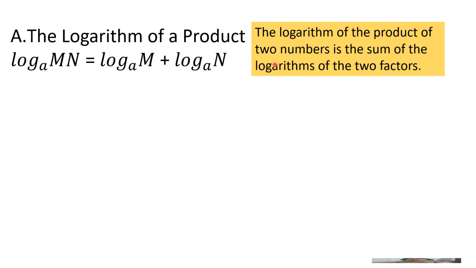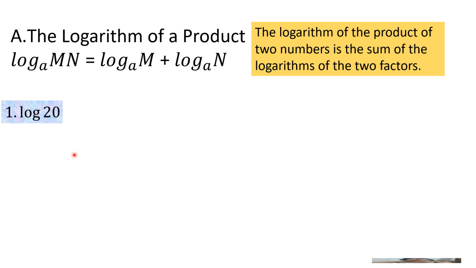And this means that the logarithm of the product of two numbers, m and n, is the sum of the logarithms of the two factors. So the two factors are m and n, and we will be adding the logarithm of the factors.